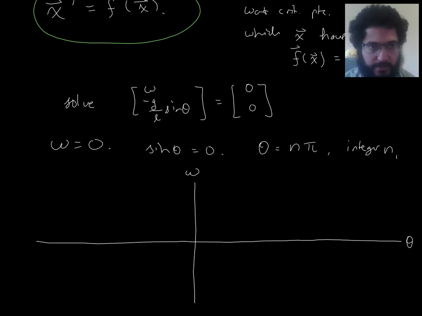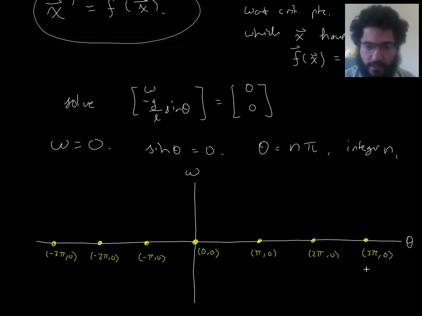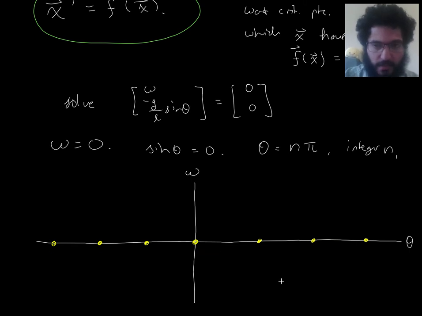So there's a critical point, let's make them yellow, at 0, 0, but then there's also one at pi, 0, theta equals pi, omega equals 0. And then there's one at 2 pi, 0, 3 pi, 0, and so on. Negative pi, 0, negative 2 pi, 0, negative 3 pi, 0. I might label them like this, but I think it'll make everything too cluttered, so let me not do that. Okay, so each of these points, if the system's state is ever any one of these yellow points, then it will remain there forever.